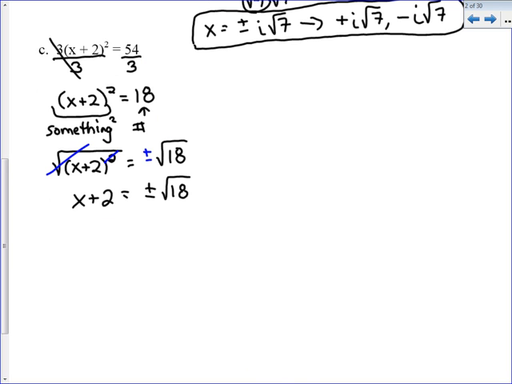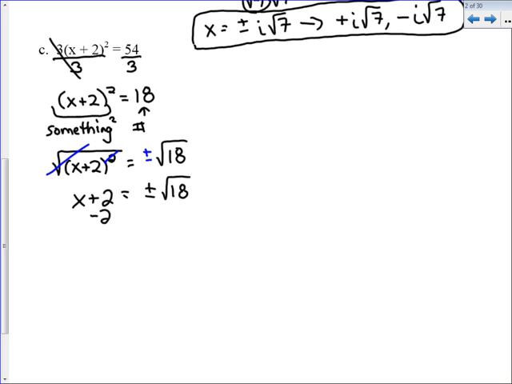Now before, when we took the square root, we were done because we just had x on the left. This time I don't just have x on the left, so I've got to finish solving it. Now forget the fact that there's a plus or minus and that this is a square root. If this was x plus 2 equal to a number, how would you finish solving that for x? Subtract 2. Now we're going to do the same thing, except we don't usually tag the 2 on the end.